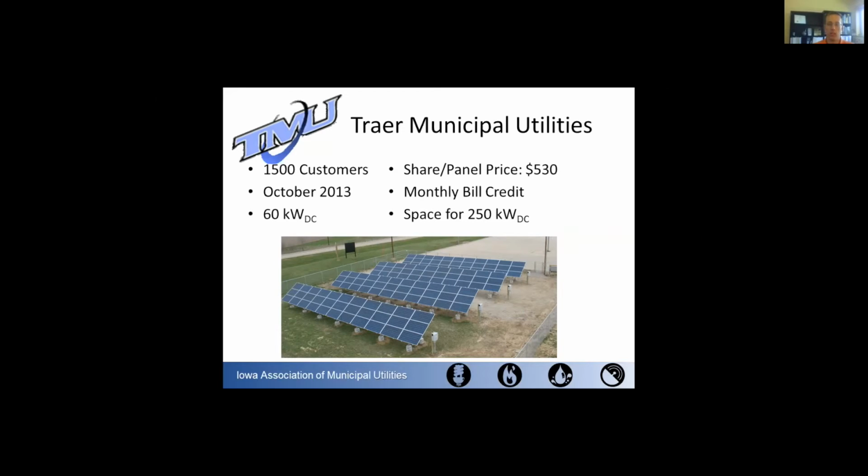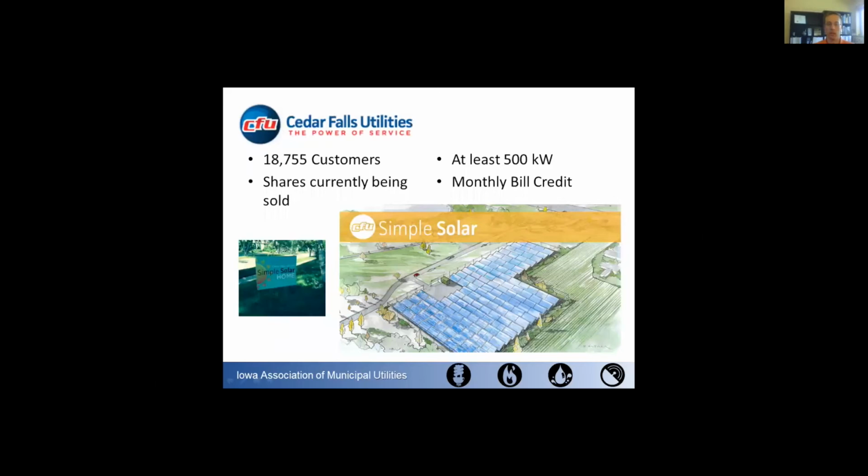And then they do have space for some significant expansion. They're currently 60 kW of capacity, and they have space for 250 kW of capacity. I don't want to steal the thunder from Aaron Buchanan, but Cedar Falls Utilities, their Simple Solar project, they're advertising that now, and I'll just put this up here, and I'll let Aaron go further into their project in her presentation.